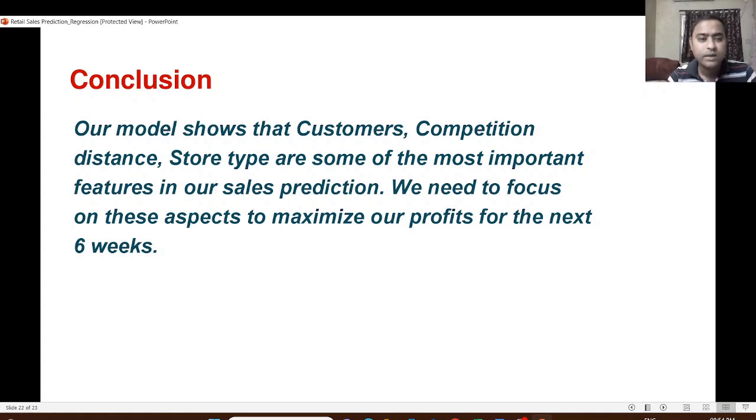Now we come to the conclusion. Our model shows that customers, competition distance and store types are some of the most important features in our sales predictions. We need to focus on these aspects to maximize our profits for the next 6 weeks.